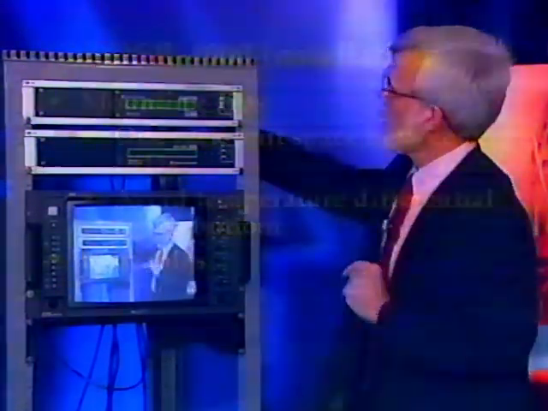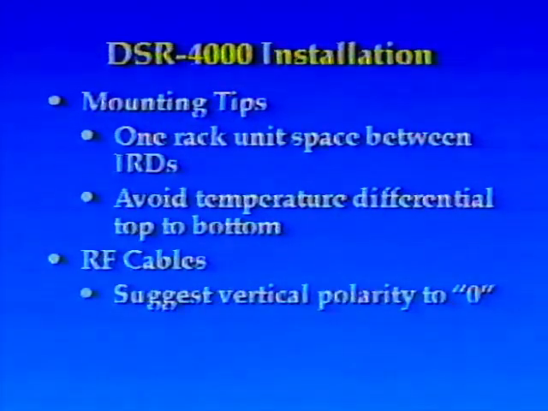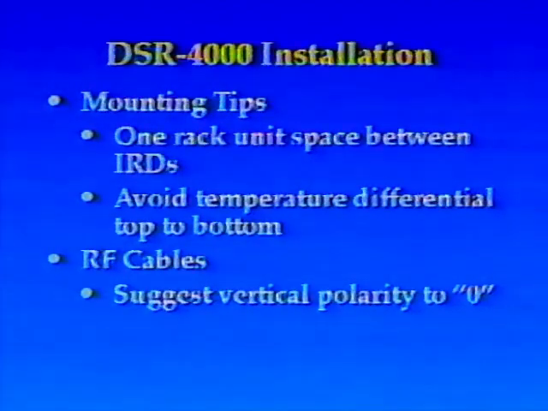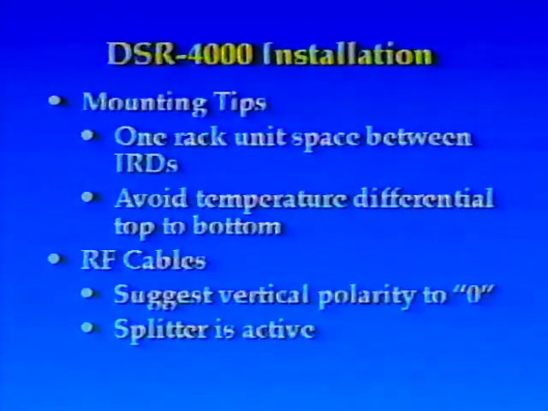Now, in addition to the physical mounting, the RF cables, we have a couple of tips. We suggest that you connect the vertical polarity to 0. Now, this is not an absolute requirement, but it makes it easier for us to troubleshoot it on the phone with you and get things right. Another warning, the splitter in the 4000 is active. It's just like the splitter in the 1500. So if you unplug a unit, any units that are downstream from it on the splitter will go dead. So be aware of that. Use it in your planning and don't let it trap you.